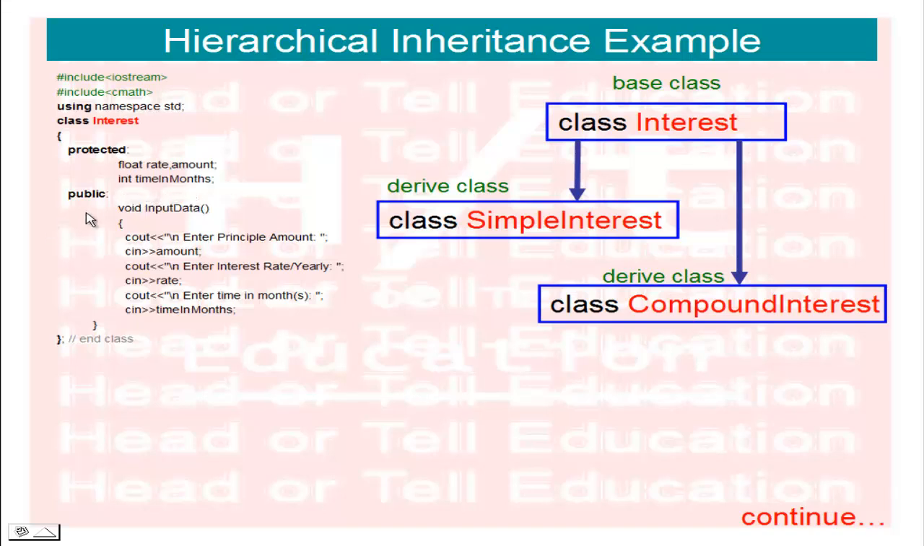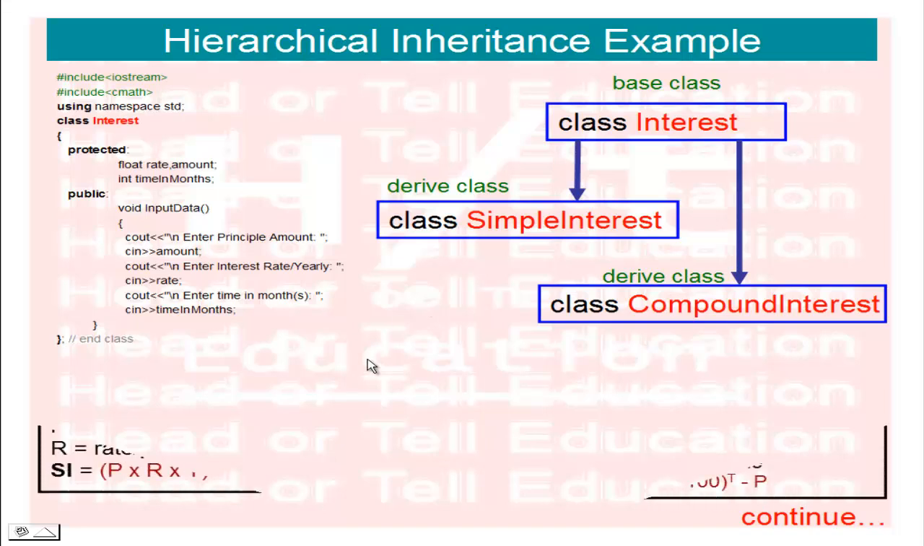Now I have created one public method to read from the user. The name is input data. This function is used to read the principal amount, interest rate per year, and time in months.